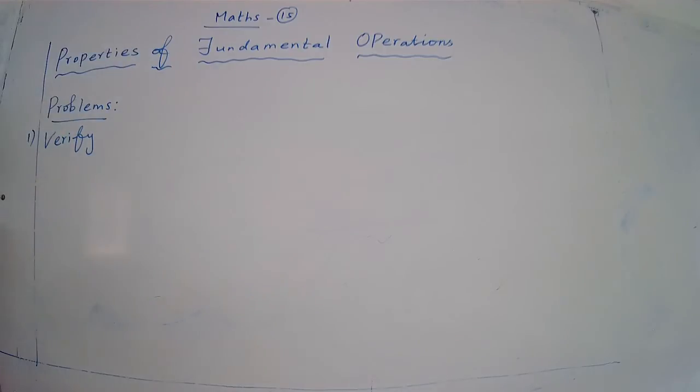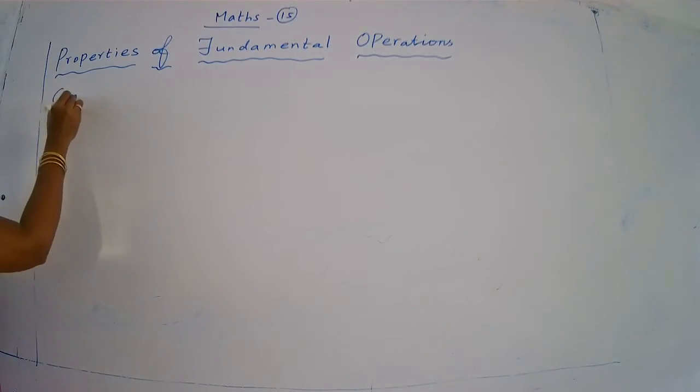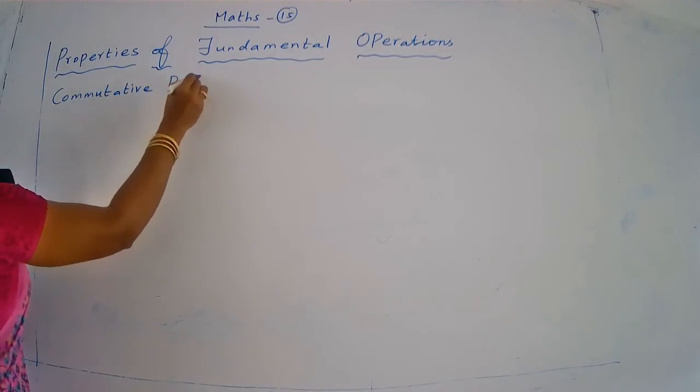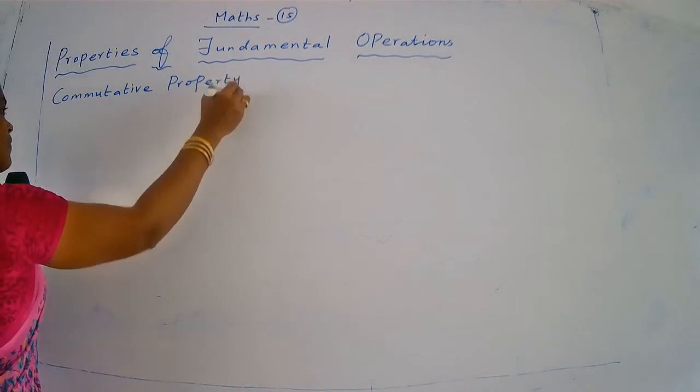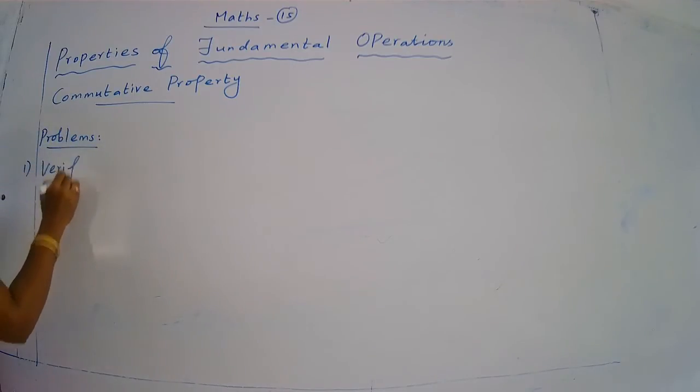Now verify commutative property. So commutative property, we have to verify. That is your property is a plus b is equal to b plus a. Yes children, commutative property for addition is a plus b is equal to b plus a. Commutative property for multiplication, what's the rule? A multiplied by b is equal to b multiply a. Okay, that is the rule. Now here a is 6, b is 5. Now you find the value a plus b, that means 6 plus 5.